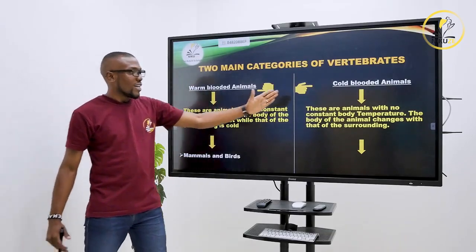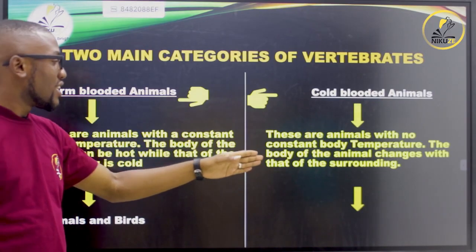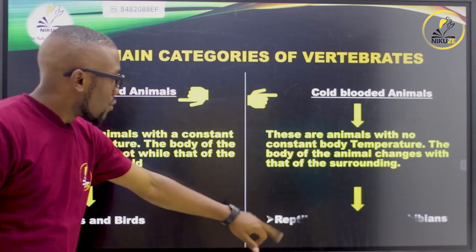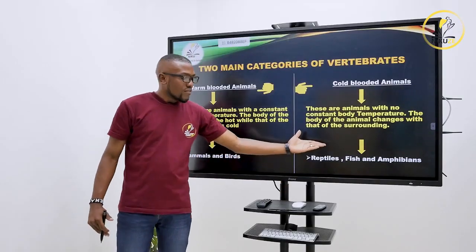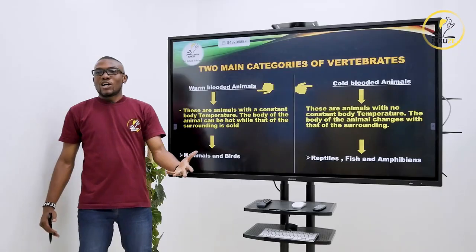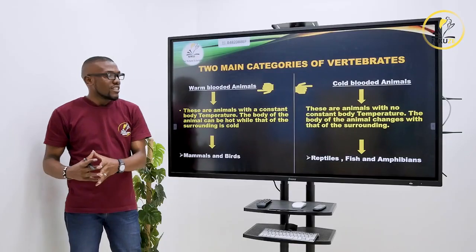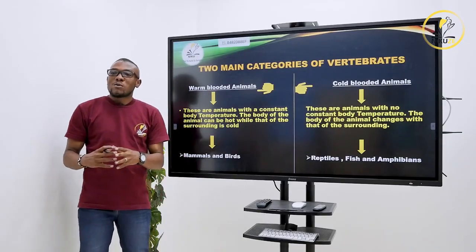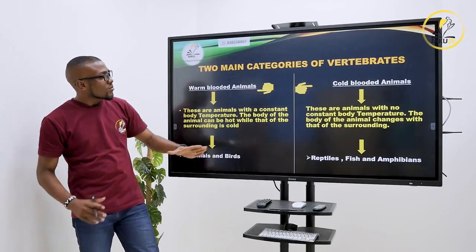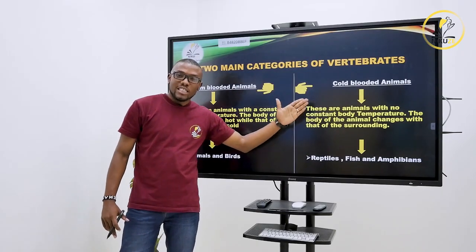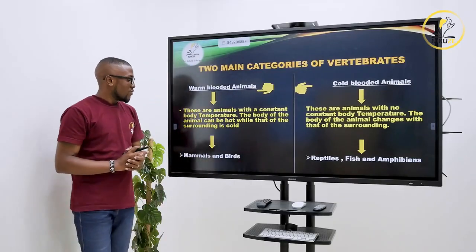Another category is the cold-blooded. These are animals with no constant body temperature. The body of the animal changes with that of the surrounding. For example, we have the reptiles, fish, and amphibians. The fish lives in water. If the temperature inside the water is cold, the animal will take that temperature. If the temperature is hot, that particular animal will take that temperature. So this is what we mean by not having constant body temperature. It means that the temperature changes in accordance with the surrounding. I believe you've gotten that point very well.